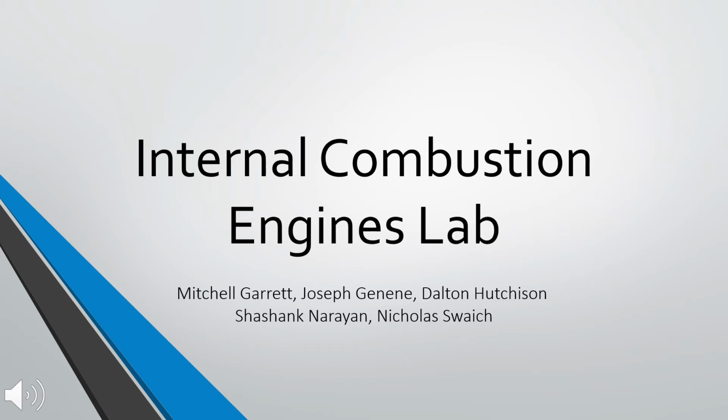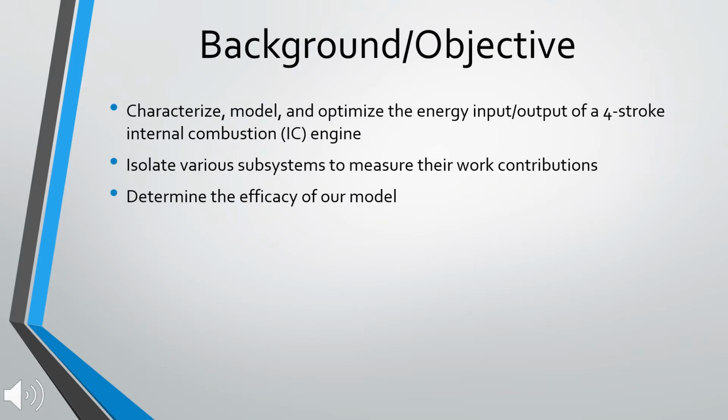This is the interim presentation for the Internal Combustion Engines Lab after week 2, and we are Group A. Our goals in this lab include characterizing, modeling, and optimizing the energy input-output relationship of a 4-stroke IC engine, breaking down the various subsystems and their respective work contributions, such as work done by air, motor, piston, and friction, and to determine the legitimacy of our model and its applications.